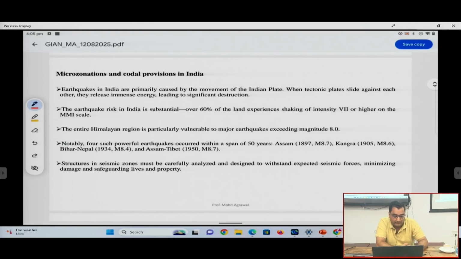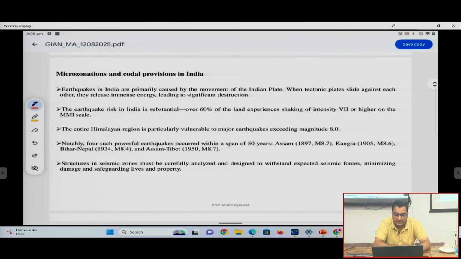Okay, if you talk particularly, then the Himalayan region is most vulnerable to major earthquakes, and it may also experience an earthquake of magnitude 8 or more. If you look at the earthquakes that have happened so far, like the Assam earthquake 1897, Kangra earthquake 1905, Bihar Nepal earthquake 1934, and Assam Tibet earthquake in 1950. These are a few of the earthquakes that we know so far, but in the past many other earthquakes have happened along that plate margin.